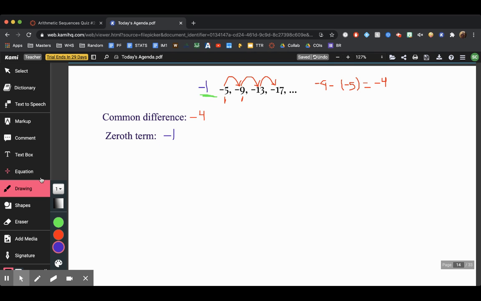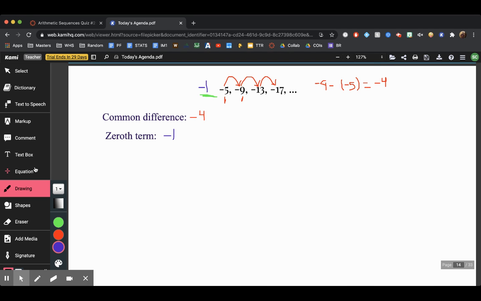Another important term is the term number, which is the number that we're referring to. Each sequence always begins with the first term, in this case, the -5. Then the second term is the -9. The third term is the -13, and so on. Then we'll go fourth term, fifth term, and so on.